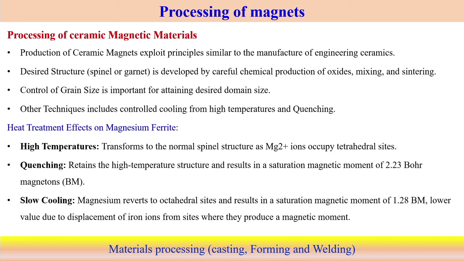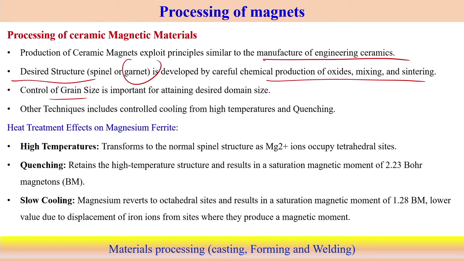Now not only from superconducting wire, but processing of ceramic magnetic materials is also possible. From ceramic materials, magnetic materials can be produced. In this case, production of ceramic magnets is similar to the manufacturing of engineering ceramics. So what we can perform for engineering ceramics, similarly we can produce ceramic magnetic materials. The desired structure, which may be in the form of a garnet, is developed by careful chemical production of these oxides. From the oxides we mix them, then perform compacting and sintering operation to produce the desired properties of the ceramic components.